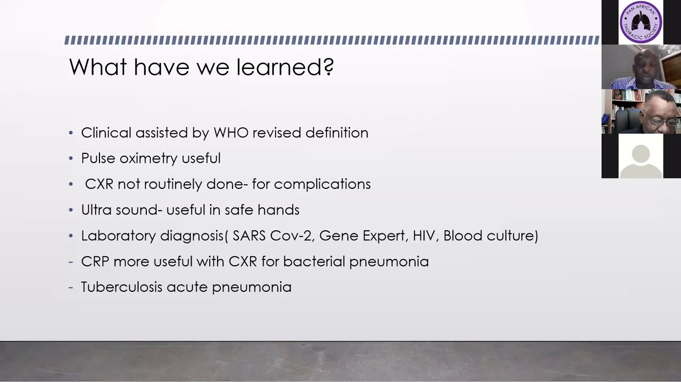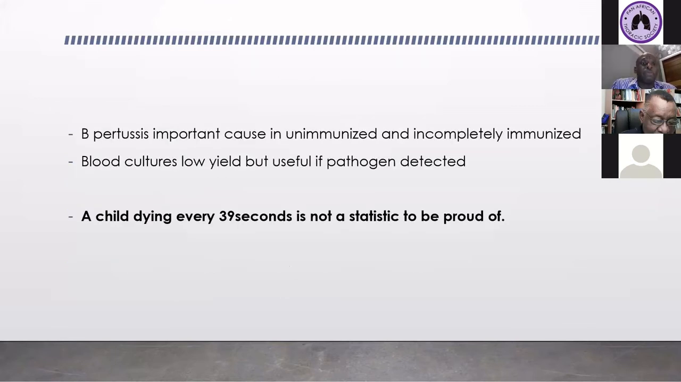Tuberculosis can cause acute pneumonia, and we have to be aware of that and be on the lookout. And pertussis is important in unimmunized and incompletely immunized children. Blood cultures, low yield, but useful if pathogen is detected.